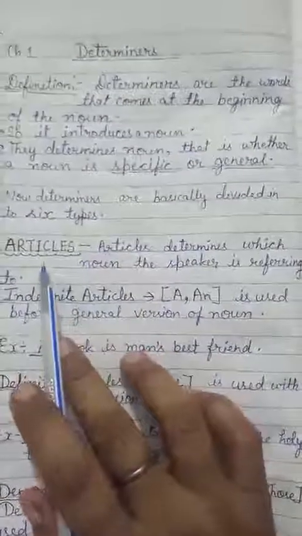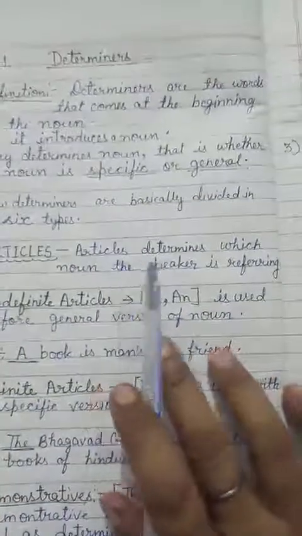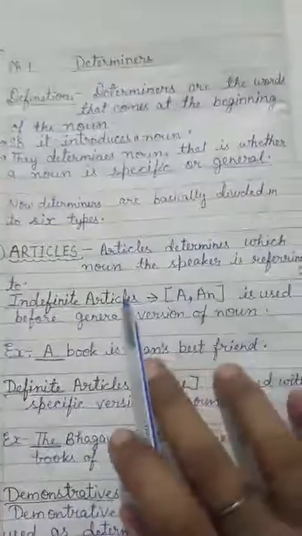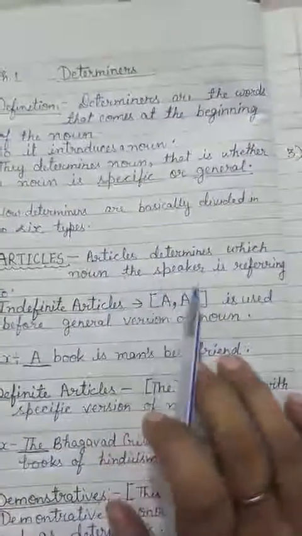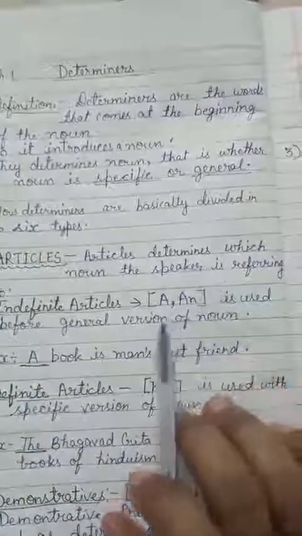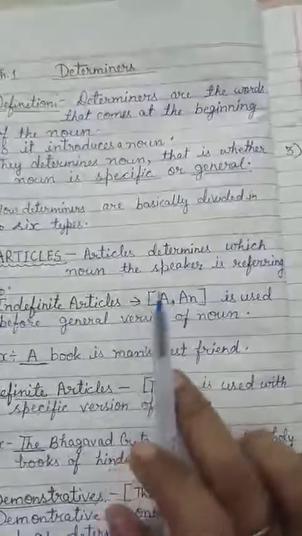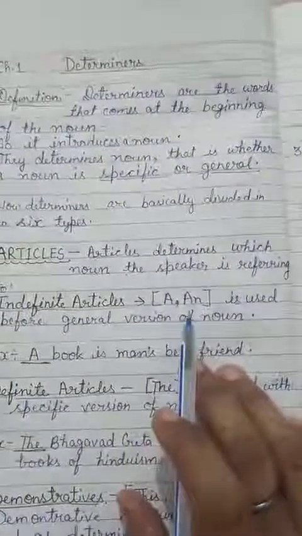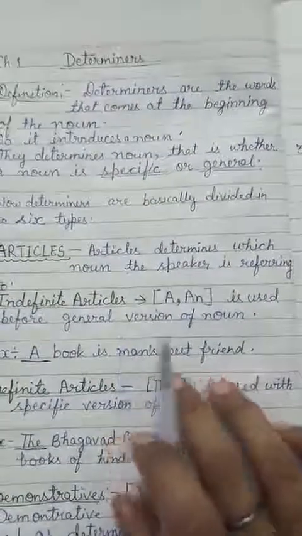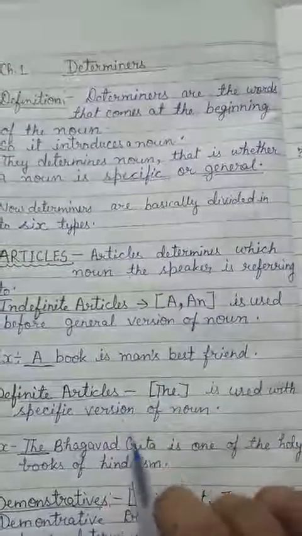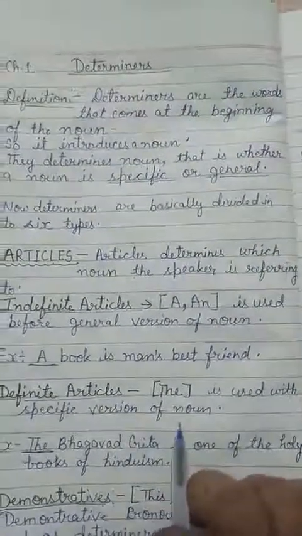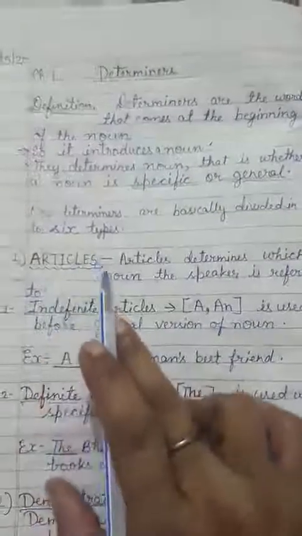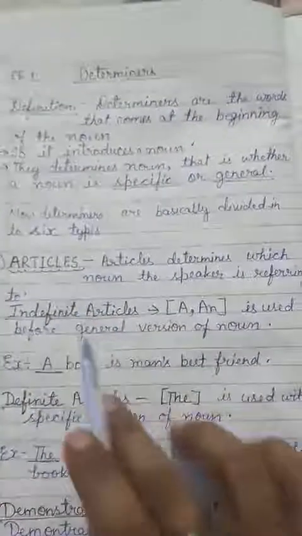I have taught you articles. Articles determine which noun the speaker is referring to. Means suppose I am the speaker, and I am talking about any noun, so how can you know whether it is a general version of the noun or the specific version of the noun? So by the articles you can recognize this.